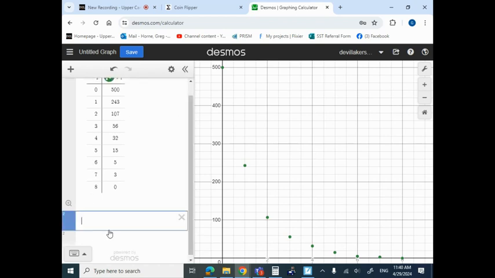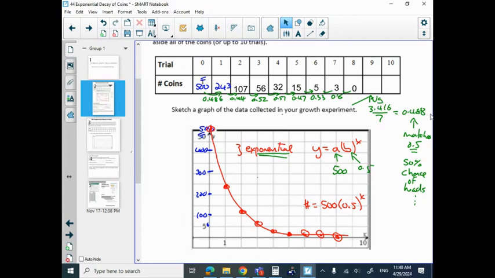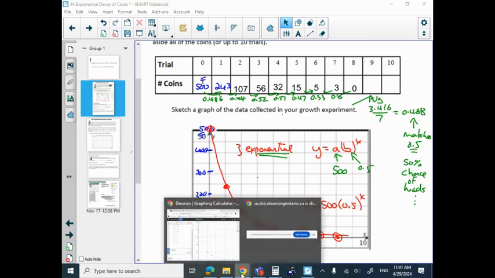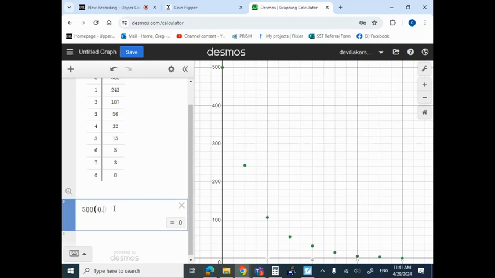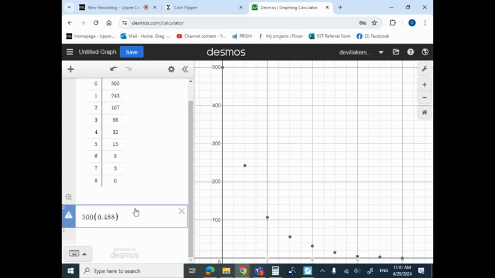The other thing we can do is graph the equation, y equals 500 times 0.5. I could use the number we had, which was 0.488, but I think it would be pretty obvious if we did a larger sample size, did this again and again and averaged, we'd get really close to 0.5. So I feel comfortable using either 0.5 or 0.488. You can justify either. Let's use 0.488 and see what it looks like. We need the power of x. Power is that little hat key, the upside-down V, shift 6. And you look and say, wow, that's actually a really good fit, isn't it?